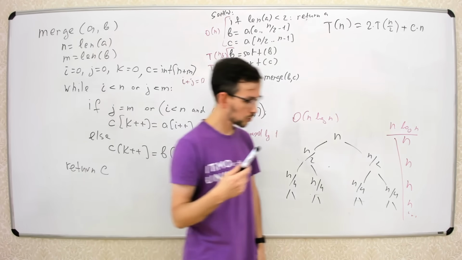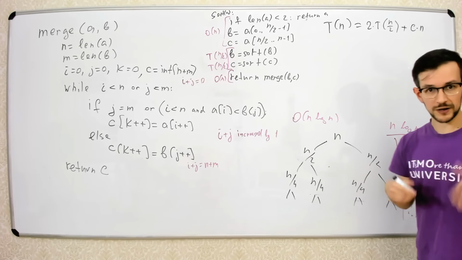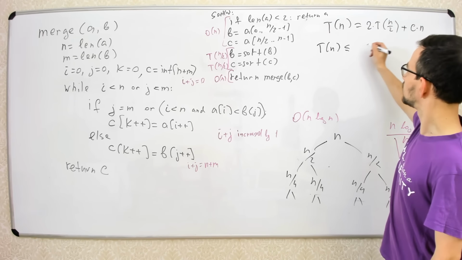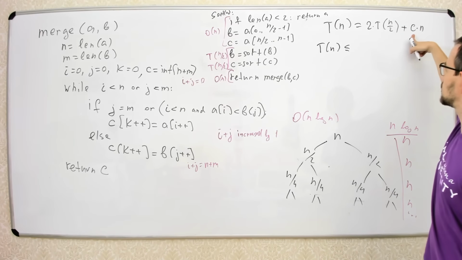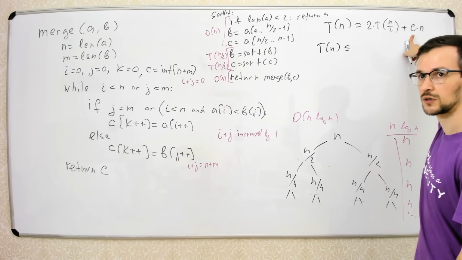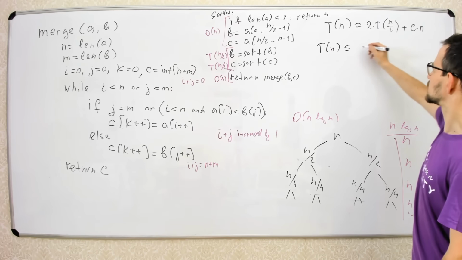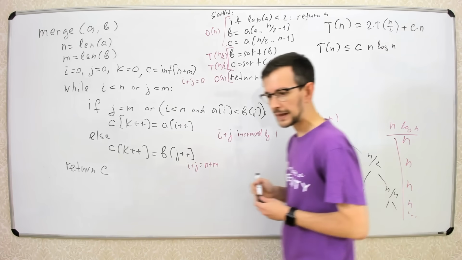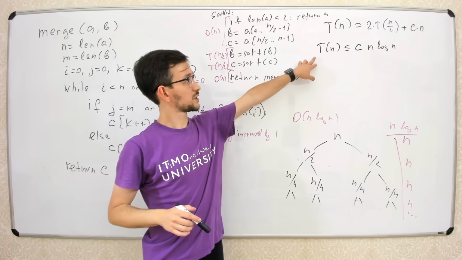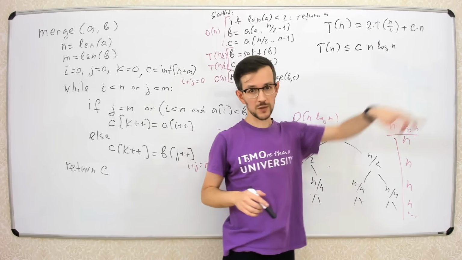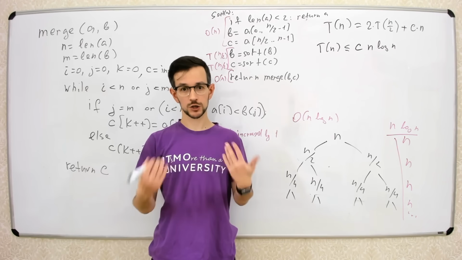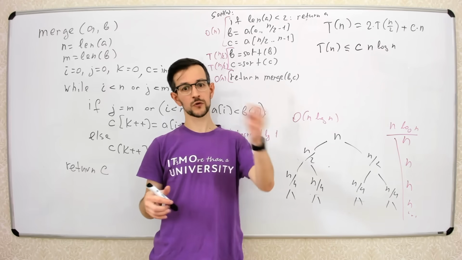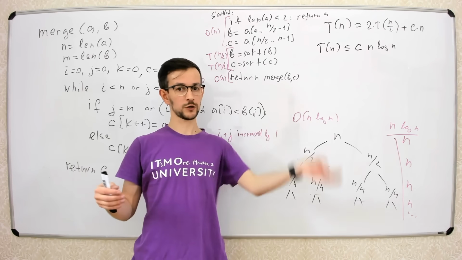So how to calculate? Let's prove by induction that T of n is less than or equal to c n log n. Let's prove that the time complexity is no more than c multiplied by n log n. Suppose it is correct for the smaller n. How to prove it for bigger n? We need to make a transition from small n to bigger n.